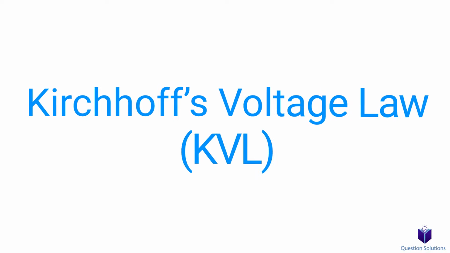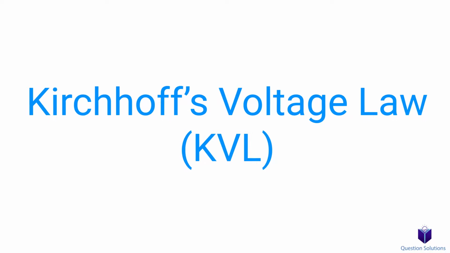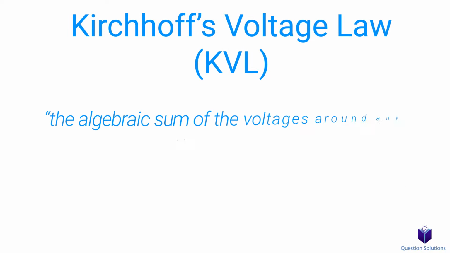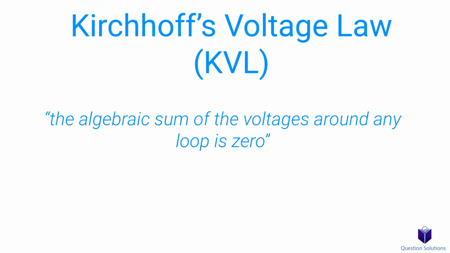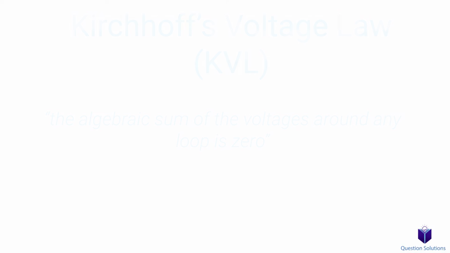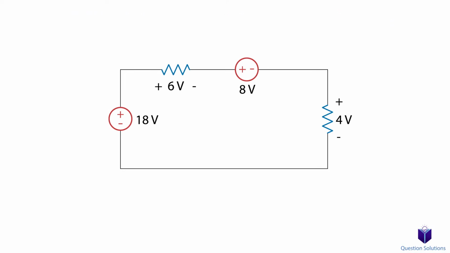The second Kirchhoff's law is called Kirchhoff's voltage law, KVL for short. It says that the algebraic sum of voltages around any loop is 0. So here is a simple circuit. When doing KVL for a loop, you can traverse a circuit in either clockwise or counterclockwise direction. You will end up with the same answer.